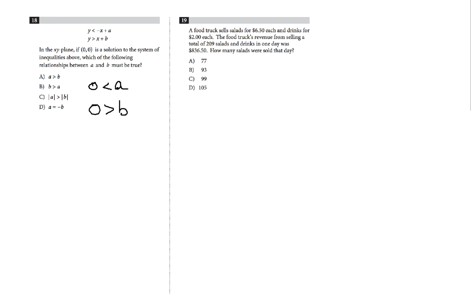So this is saying if 0 is less than A, A is a positive number, but B is less than 0, so B is a negative number. So B has to be less than A, or A has to be greater than B, if you look over here. So A is greater than B. That was actually pretty easy. All right, they get harder, don't worry.